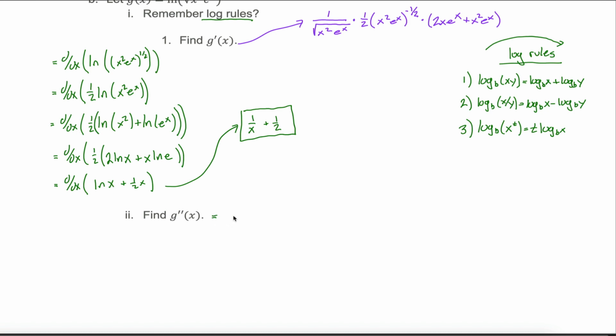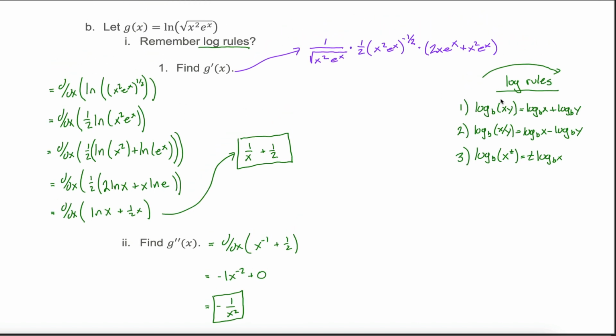To figure out g double prime of x, all you got to do is take the derivative of what we have here. Maybe you'd write that as x to the negative 1 power plus 1/2 to make it more conducive to your derivative rules. The derivative of x to the negative 1 power using the power rule is negative 1x to the negative 2. The derivative of 1/2, since it's a constant, is just 0. What I get as my final answer is negative 1 over x squared. Kind of cool to see how much this can simplify if you use these log rules.